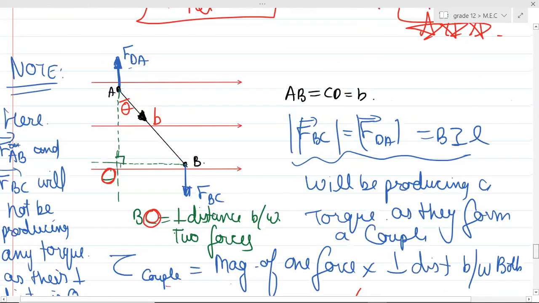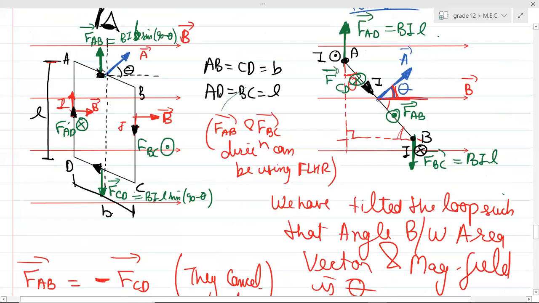It will have sine 90 minus theta, no? Can you see? B into I into L into sine 90 minus theta. What is sine 90 minus theta? Cos theta only. Why haven't we included that term, cos theta, in calculating the torque? In calculating the force itself. Like in magnitude of torque we include the term sine theta, so here we need to include cos theta, right?